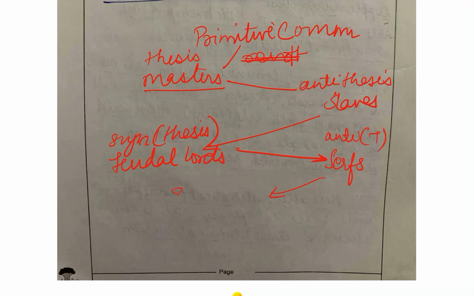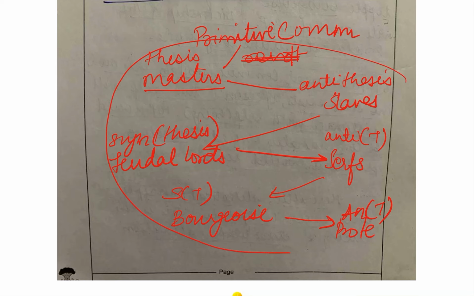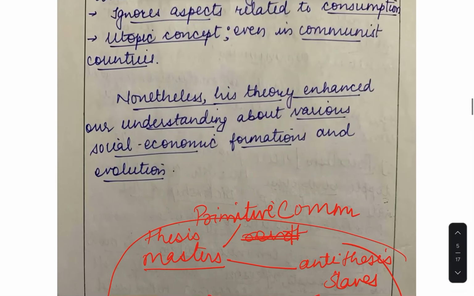Then new synthesis, that is bourgeois, and then its antithesis is proletariat. So here you can represent creatively through a diagram.